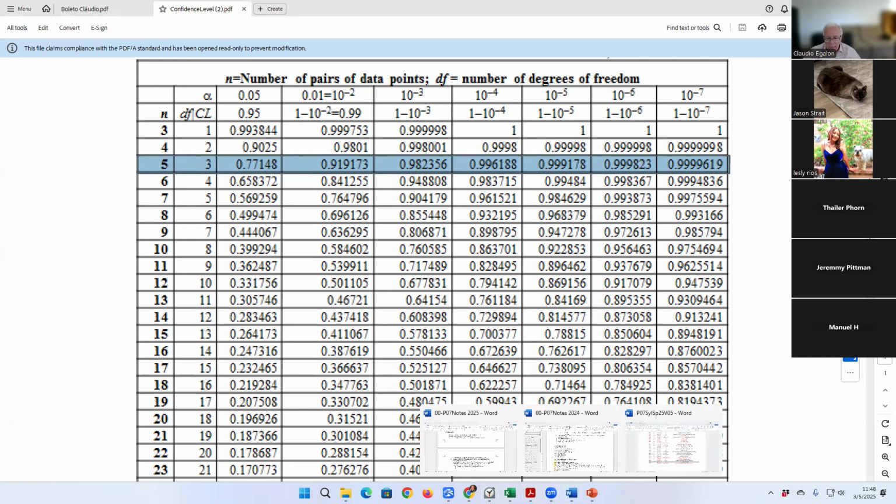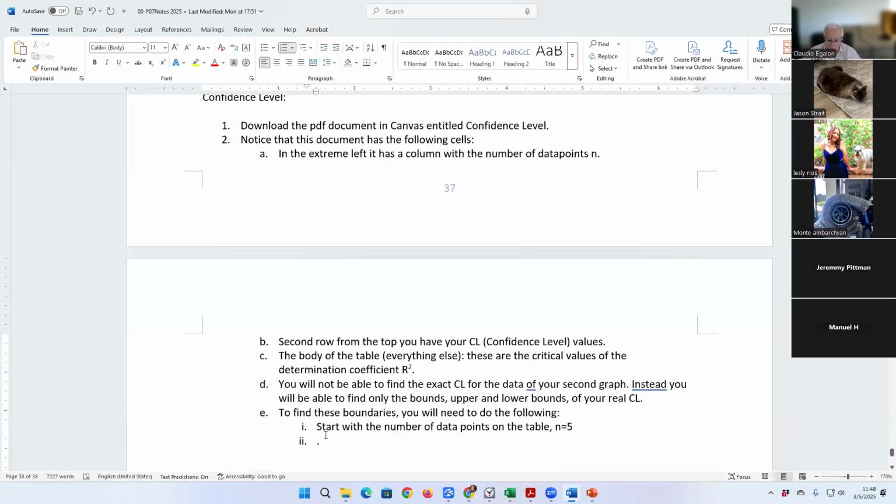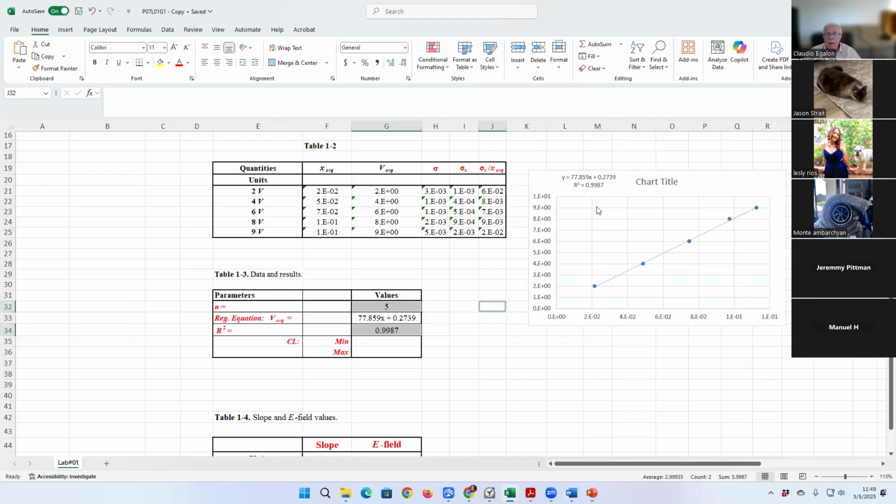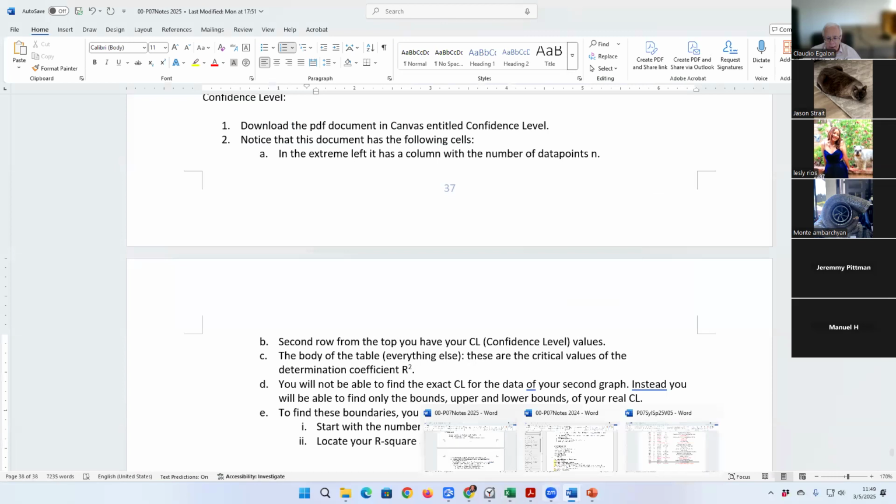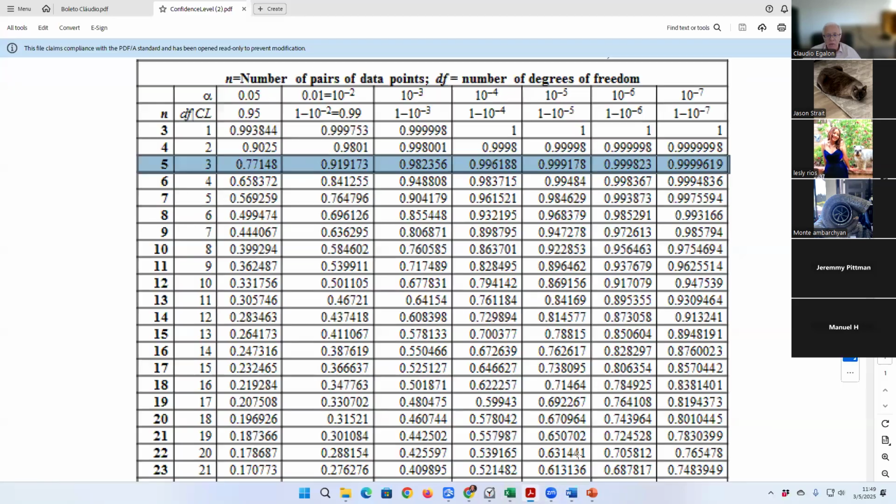locate your R square. Locate your R square along the row on the table. Okay? So let's see what's my R square. I use here the group number 1. R square is 0.9987, right? So let's look for 0.9987 in this table.